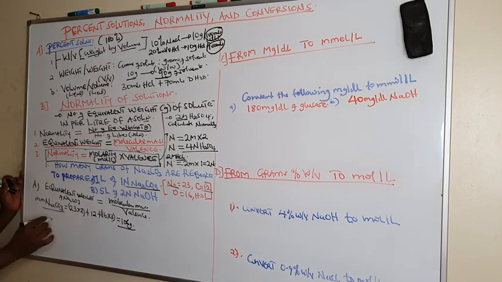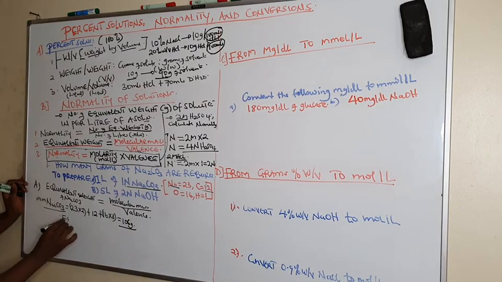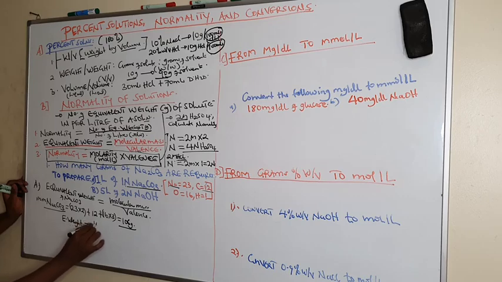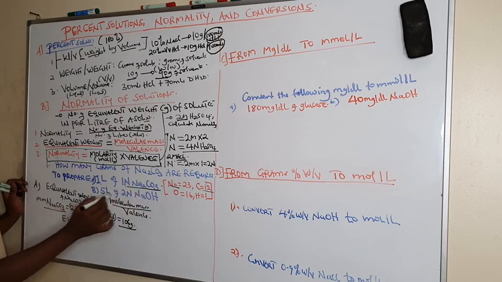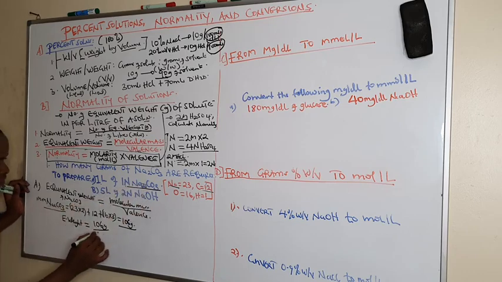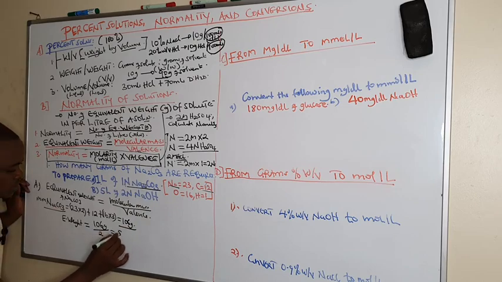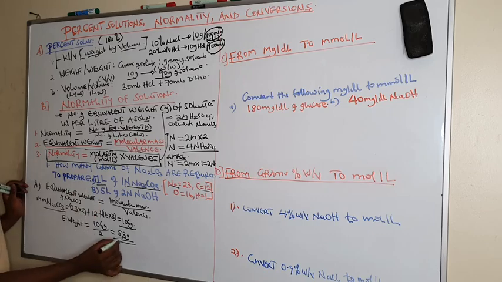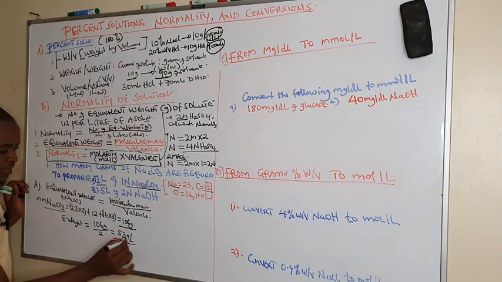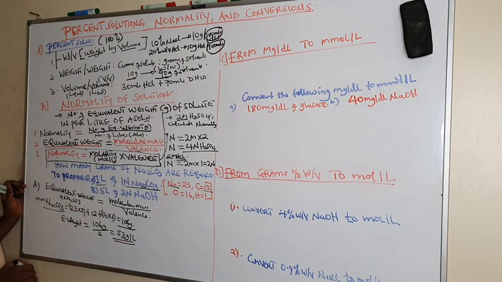So to calculate its equivalent weight, the equivalent weight of sodium carbonate is equal to molecular mass, which is 106 grams, you divide by valence. And the valence is 2. The combining power of sodium carbonate, we are seeing it is 2. And we get 53 grams. So these are the grams that we shall need for 1 liter of a solution.